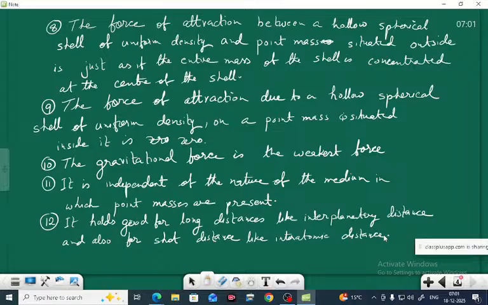The force of attraction between a hollow spherical shell of uniform density and a point mass situated outside is as if the entire mass of the shell is concentrated at the center of the shell. The force of attraction due to a hollow spherical shell of uniform density on a point mass situated inside it is zero. These are a few characteristics of gravitational force. So we have learned, first of all, the universal law of gravitation and the various characteristics of gravitational force. In the next session, we will learn about Kepler's laws.